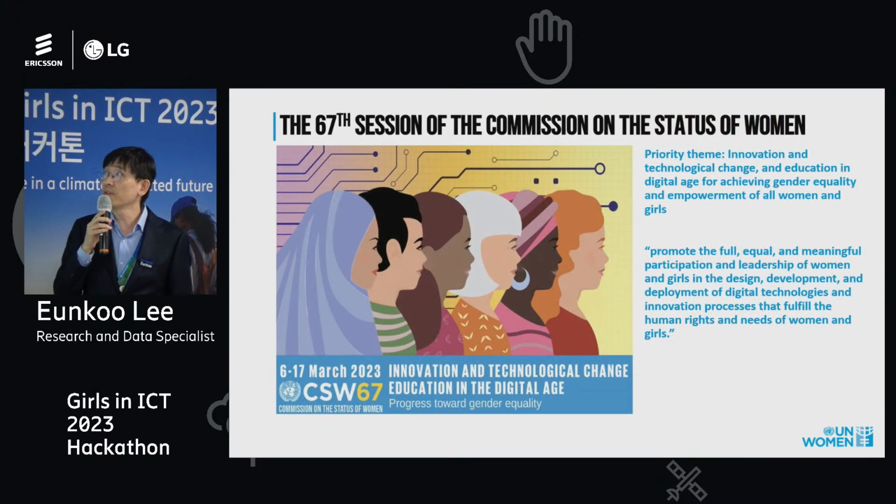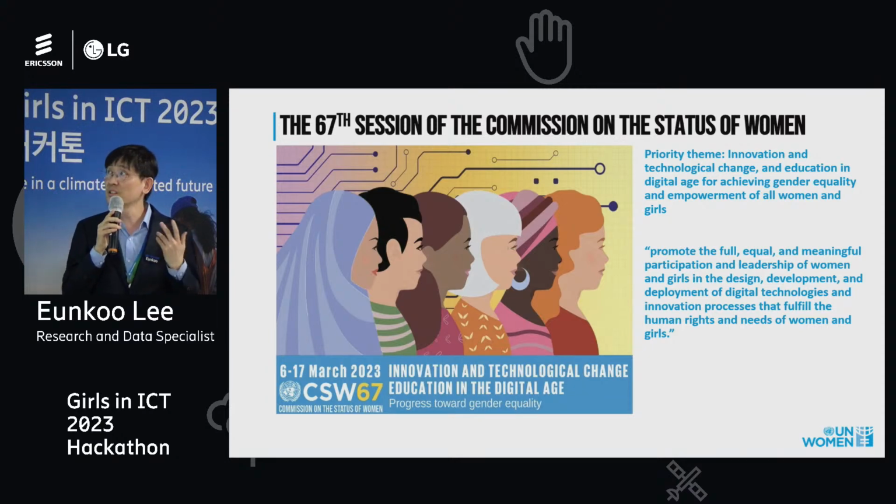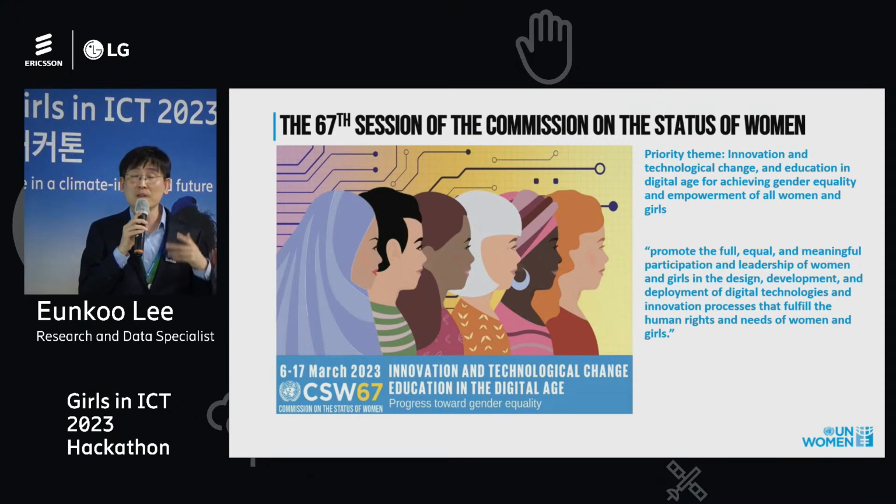So the session of the Commission on the Status of Women is very important to us because this is an intergovernmental body that is exclusively dedicated to promoting gender equality and empowerment of women. We recently had this commission in New York back in March of this year. And this year's priority theme is to explore the link between technology and women, and how to empower women using the various benefits of technology and innovations.